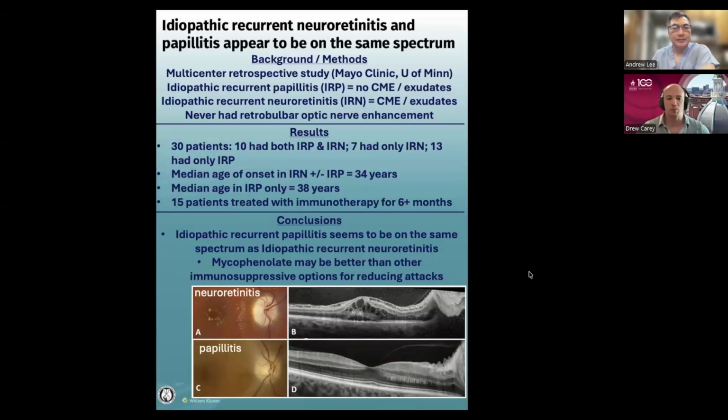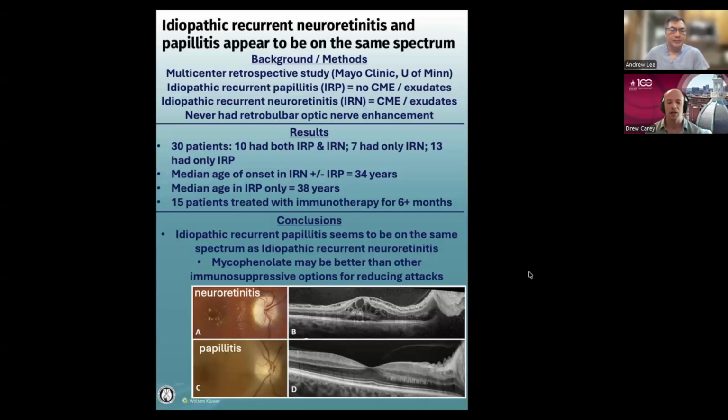But so this group collected 30 patients, and 10 had a mixed picture where they had both idiopathic recurrent papillitis, in which there was no CME and no exudate, so just disc edema, and also had the idiopathic recurrent neuroretinitis, in which they had disc edema and CME and exudates. And then they had 7 that had only the retinitis picture and 13 had only the papillitis picture, with a median onset of about 34 years and 38 years. And they looked fairly similar otherwise, other than whether or not they had the CME.